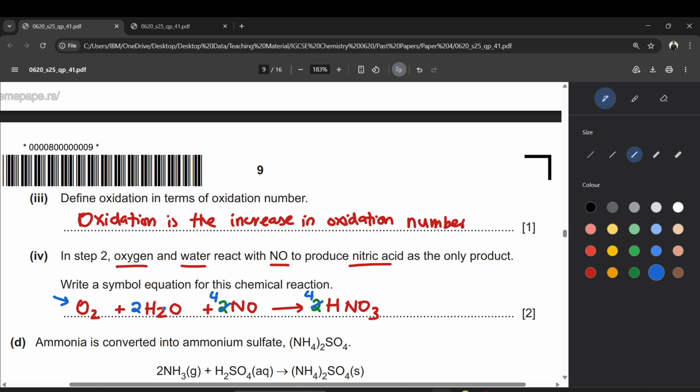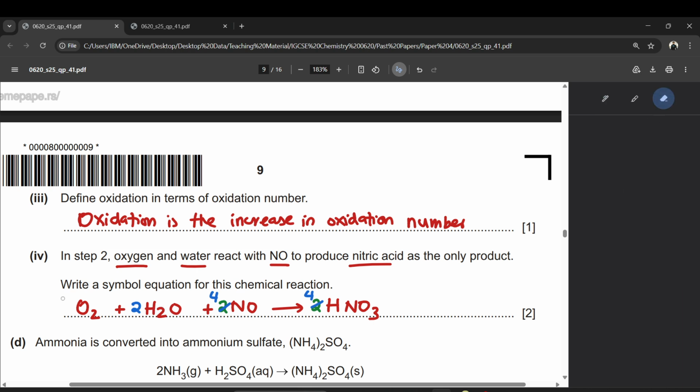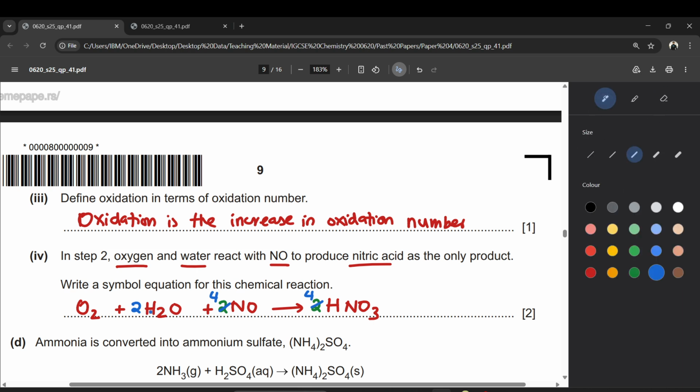Now let us count again. Hydrogen are 4 on the left hand side, hydrogen are 4 on the right hand side. That's balanced. Nitrogen is 4 on the left hand side, nitrogen is 4 on the right hand side, that is also balanced. Oxygen is 12 on the right hand side. Here we have 4, here we have 2, so that is 6. That means I need to have 6 on this side, so I can add 3 now. That is how you balance it.